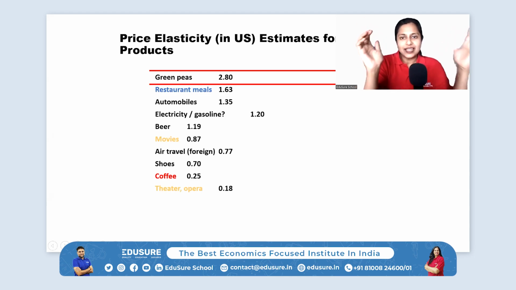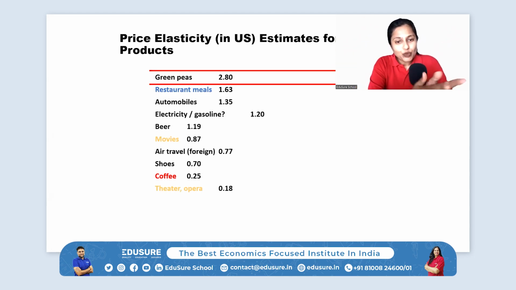Now let's see the price elasticities of different goods. तो ये हमें क्या दिखा रहा है? ये दिखा रहा है कि अगर थिएटर का प्राइस 1% से बढ़ता है तो एक्चुअली हम अगर नीचे देखें तो उसकी डिमांड में ज्यादा कमी नहीं आएगी.